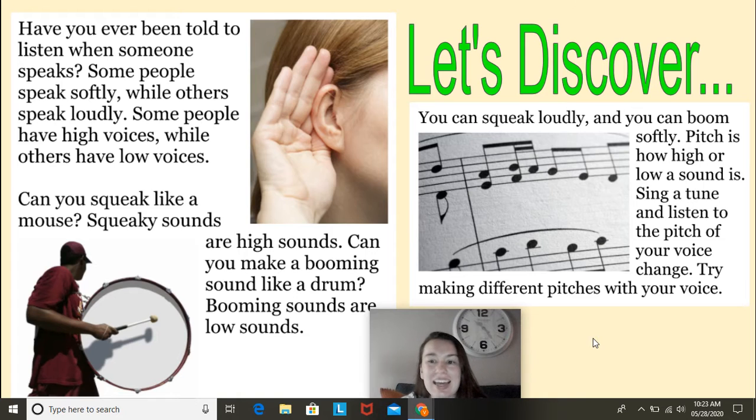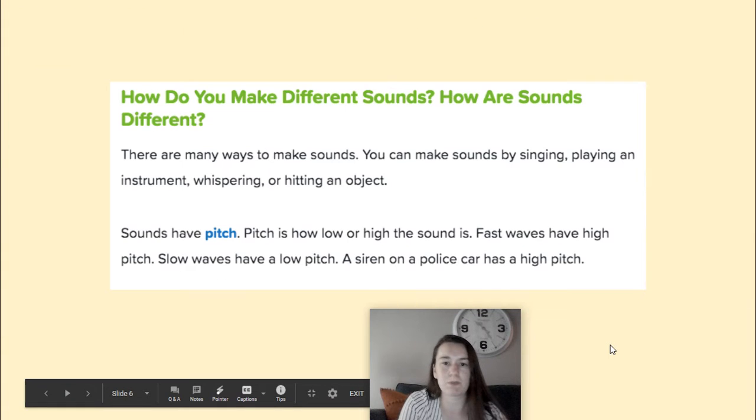Pitch is how high or how low a sound is. So sing a tune and listen to the pitch of your voice change. Sing your favorite song, maybe hum it in your head, and listen to the high and low sounds in that song. So try making different pitches with your voice. A pitch, remember, is how high or how low a sound is.